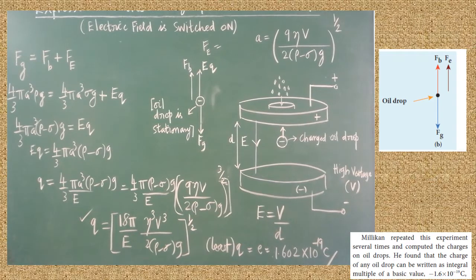Look at the final step which is given at the bottom. The least value of Q is 1.602 into 10 to the power of minus 19 coulomb. Look at the final expression for Q. Try to derive it as given in the textbook.